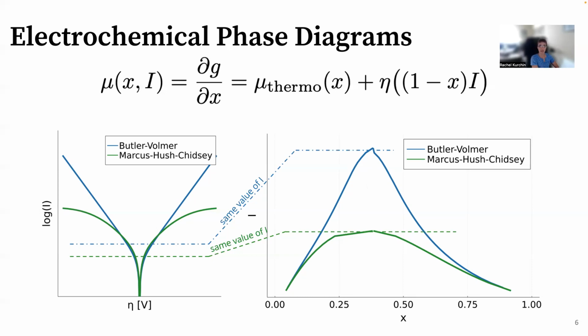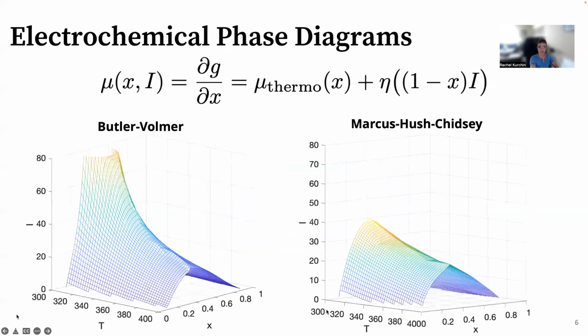And of course, because this is all automated and quite efficient within the Julia package, we can do these multi-dimensional phase diagrams, which are quite interesting. So now we have a conventional thermodynamic variable of the temperature on one axis, and then the composition and the current as well. And we see, again, these quite dramatically different shapes depending on which electrochemical model we use, and we're able to investigate this very easily now.